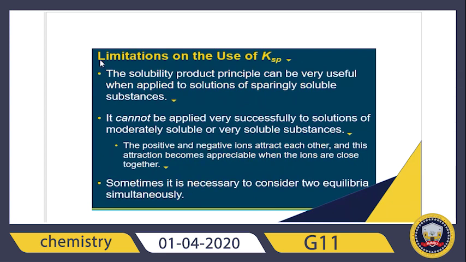The last thing that we should know is the limitations on the use of Ksp. The solubility product principle can be very useful only when applied to solutions of sparingly soluble substances, and it cannot be applied very successfully to solutions of moderately soluble or very soluble substances such as sodium chloride. The positive and negative ions attract each other, and this attraction becomes appreciable when the ions are close together. Sometimes it's necessary to consider two equilibria simultaneously.